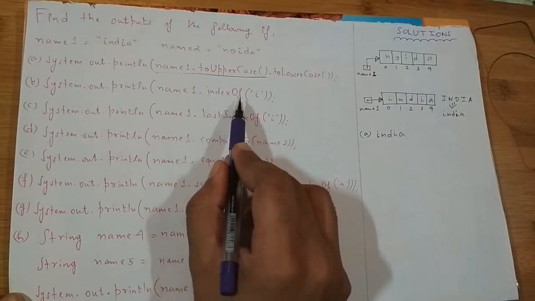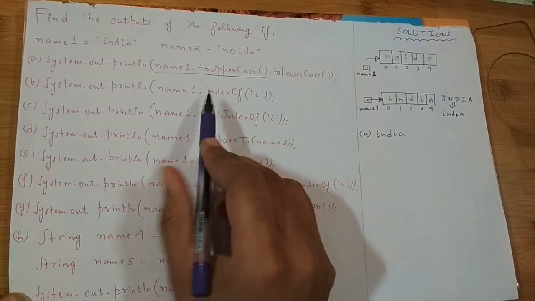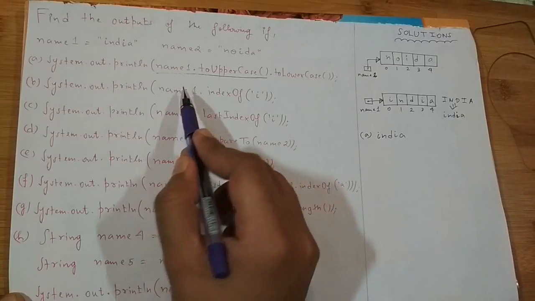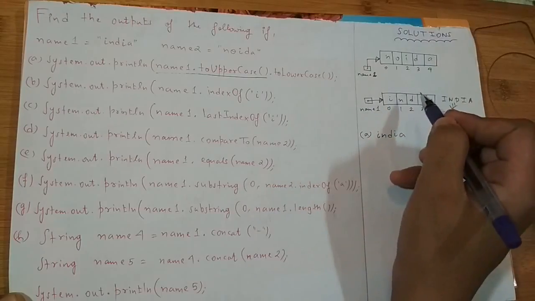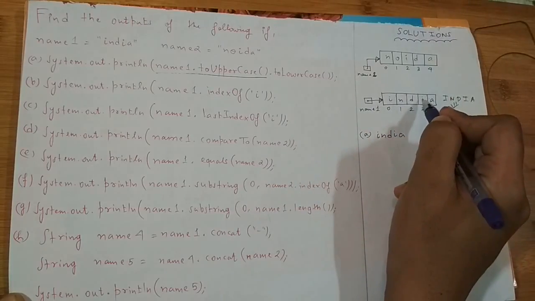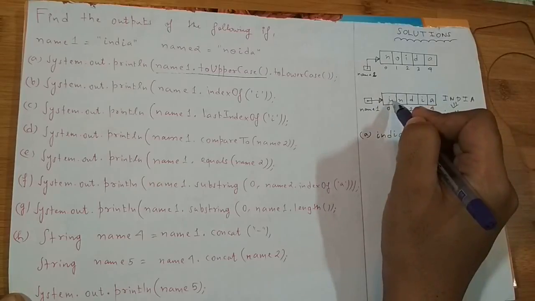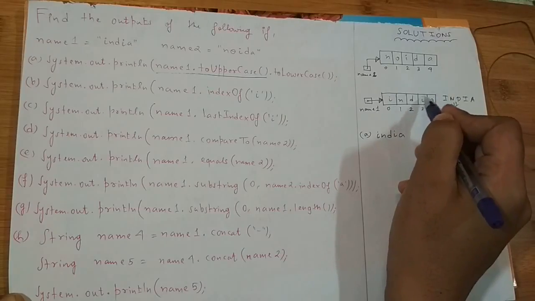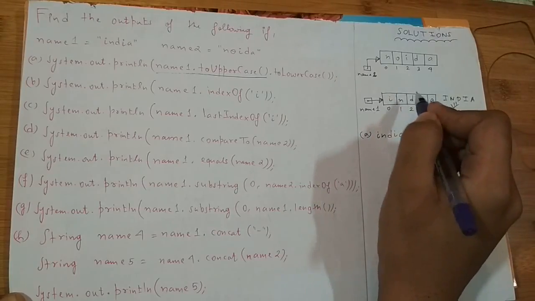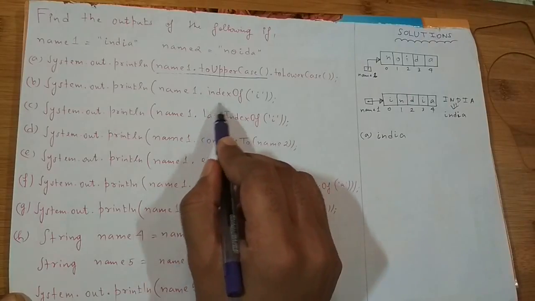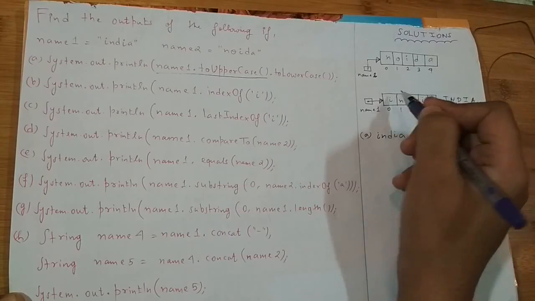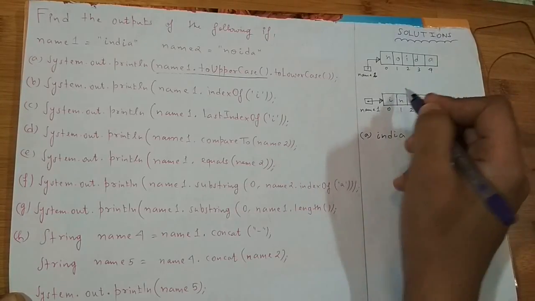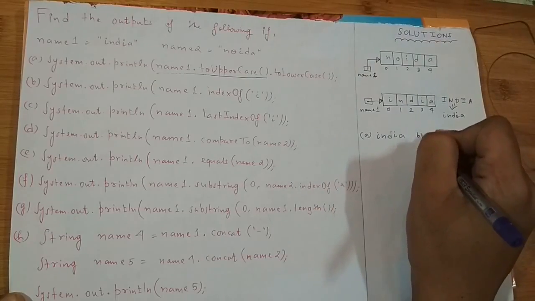System.out.println(name1.indexOf('I')). Now see, the string that we are referring to is once again name1, that is India, dot indexOf I. Now the interesting thing is we have two characters with the value I. The one at index 0 has a value of I and the one at index 3 also has a value of I. So which one to choose? Whenever only indexOf is specified, we will always choose the first matching character. So the first matching character is at index 0 and my answer is therefore 0.